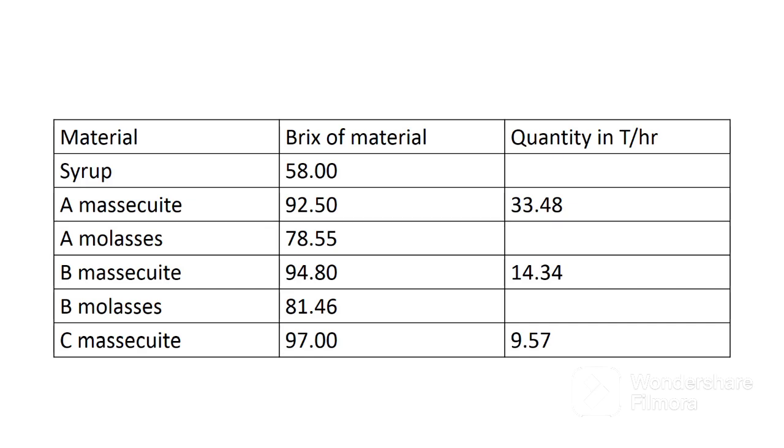First we have syrup. The brix of syrup is 58.00. Next we have A massecuite. Brix of A massecuite is 92.50 and its quantity is 33.48. Next is A molasses. The brix is 78.55. Next is B massecuite. Brix is 94.80 and quantity is 14.34. Next is B molasses. Brix is 81.46. Next, we have C massecuite. Brix is 97.00 and quantity 9.57.